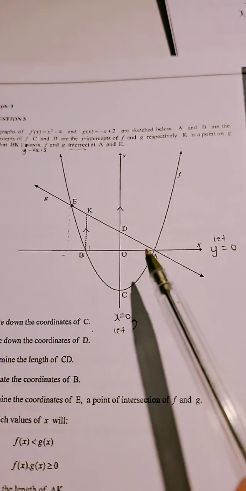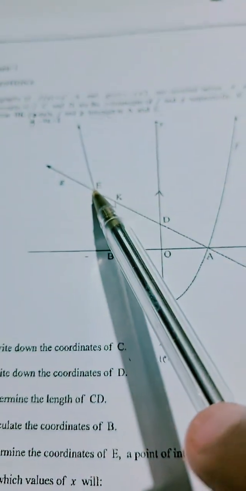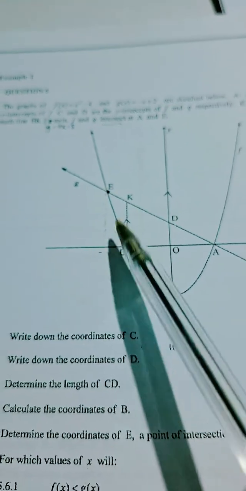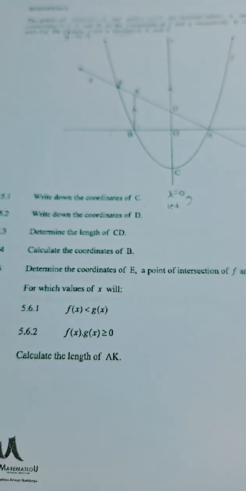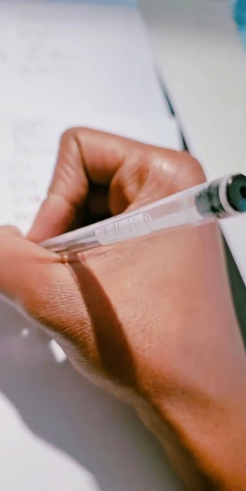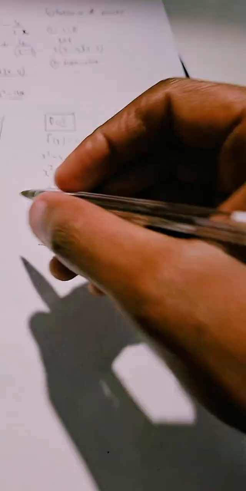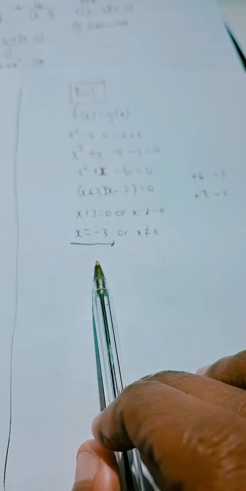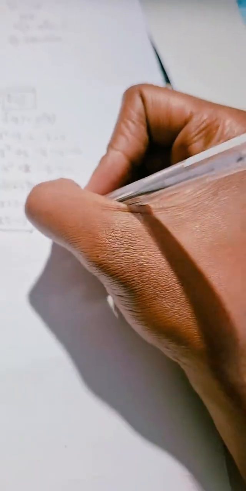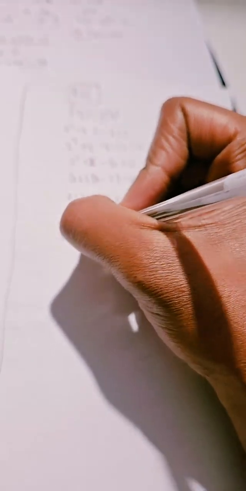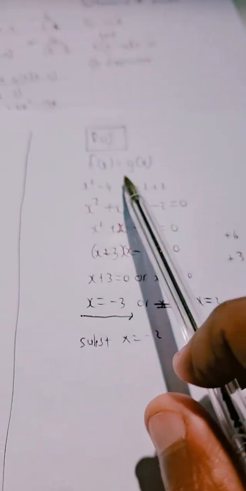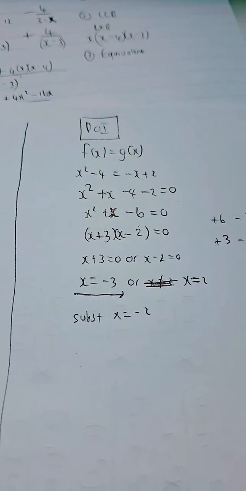There's going to be a positive value, which is obviously 2, which indicates A. I'm not interested in that one. There's the negative x value, which is what I'm interested in, because the question says determine the coordinates of E, a point of intersection of f and g. So x is equal to -3 is what I take. Let's leave that one for this specific. So x is also equal to 2. Actually, let's just leave it like that. Let's not cancel it out. Okay, let's just take what we need. We want to substitute x is equal to -3. You can substitute it into any of these equations.